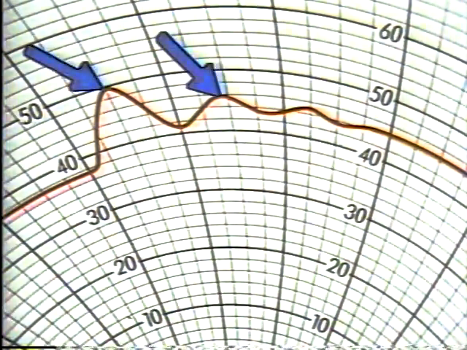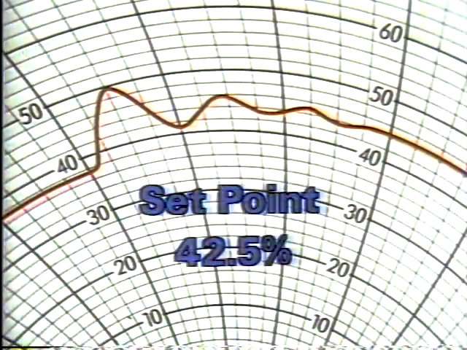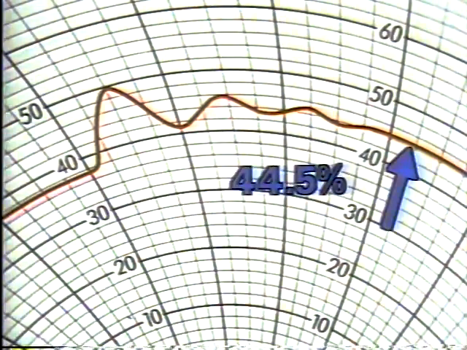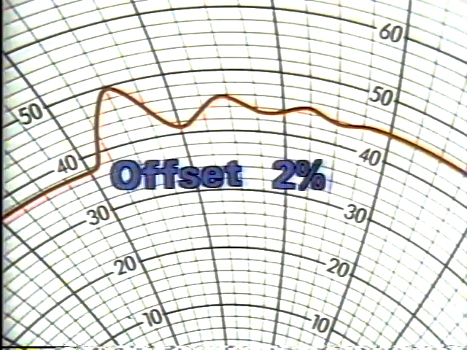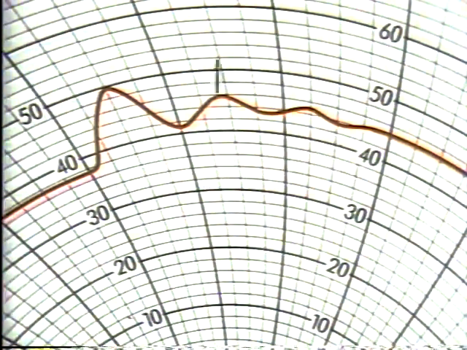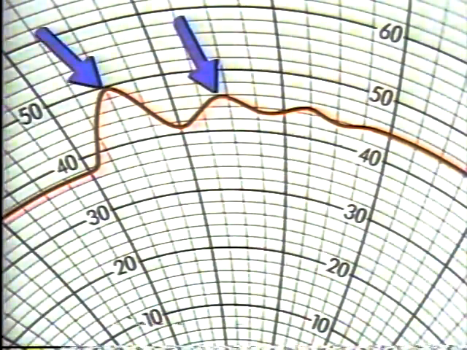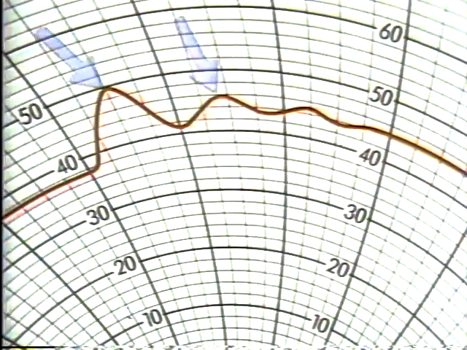A characteristic quarter decay ratio curve with a small offset. Set point was at 42.5%. The new control point was 44.5%, producing an offset of 2%. The ratio of the height of this peak to this one was just about 1/4. Except for the 2% offset, the technician had obtained just about the ideal curve.